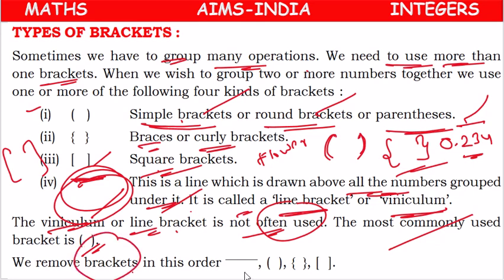Suppose we have all the brackets at a time, then how to remove them in order? First the vinculum is to be removed. Next, the simple brackets are to be removed. Next, flower braces. Next, square brackets. Like that we have to remove.